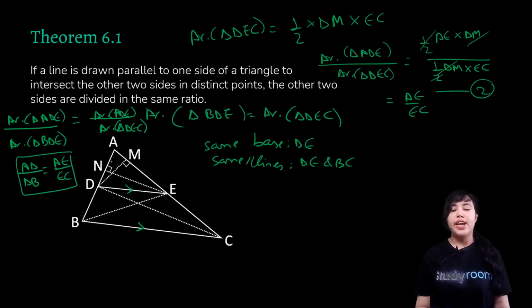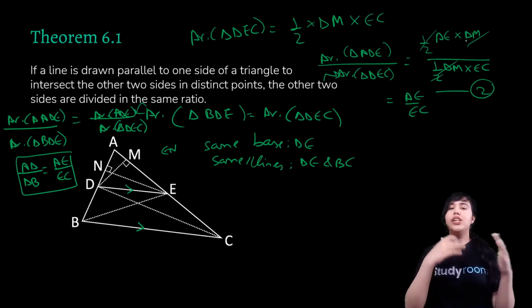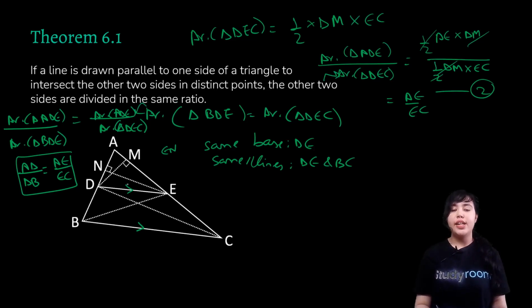So just find out the areas of triangle ADE and triangle BDE in terms of the altitude, actually EN. Then you find out the areas of triangle ADE and DEC in terms of the altitude DM. Find out the ratios of the two areas, and then you say that the areas of triangle BDE and DEC would be the same. So we can equate expressions 1 and 2, and this is what you get then.